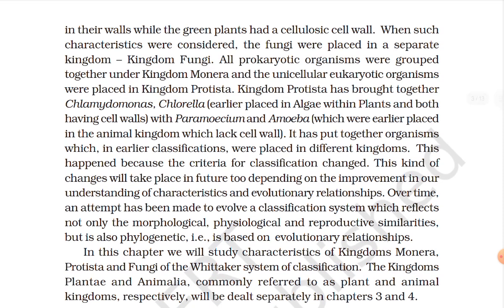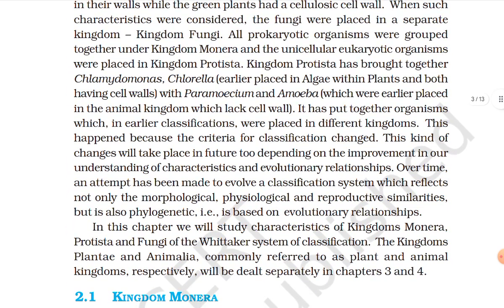And the unicellular eukaryotic organisms were placed in kingdom Protista. Kingdom Protista has brought together Chlamydomonas and Chlorella, earlier placed in algae with plants and both having cell wall, with Paramecium and amoeba, which were earlier placed in the animal kingdom which lacked cell wall. It has put together organisms which in earlier classification were placed in different kingdoms. This happened because the criteria for classification changed.